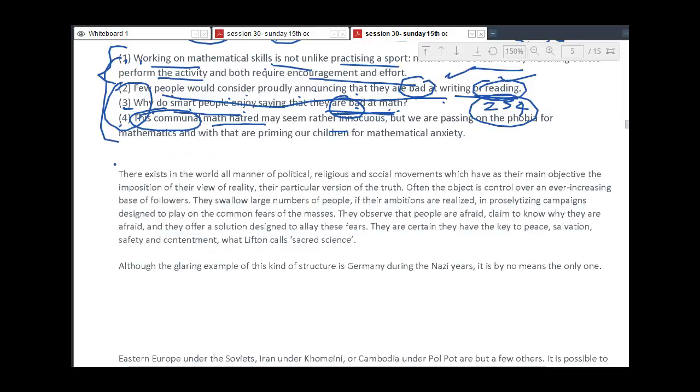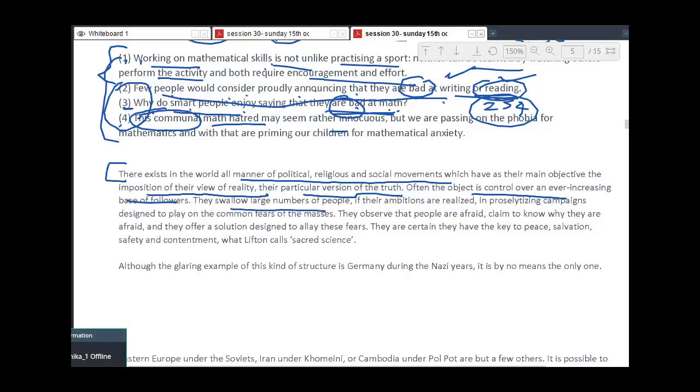It says, there exists in the world all manner of political, religious and social movements which have as their main objective imposing their view of reality, their particular version of the truth. Often the object is to control an ever-increasing base of followers. They swallow large numbers of people in proselytizing campaigns designed to play on the common fears of the masses. Even if I don't know what it means, it doesn't matter. I'm reading. Should I care about it? What is the broad idea?